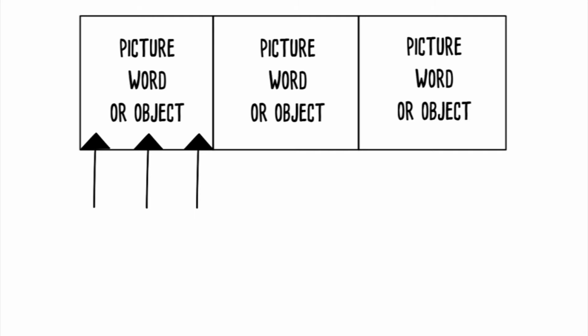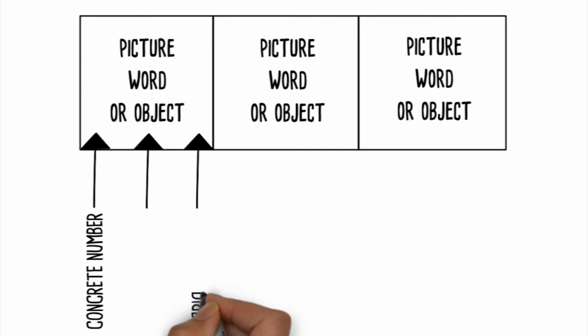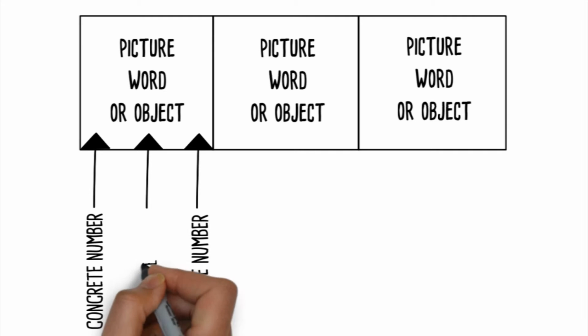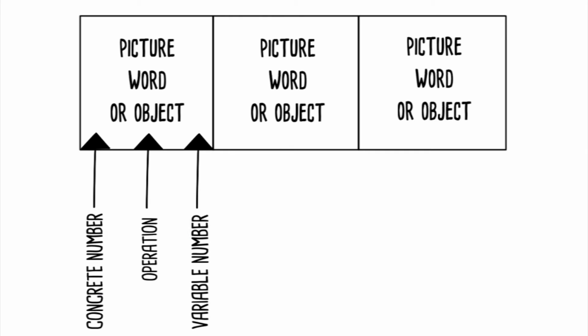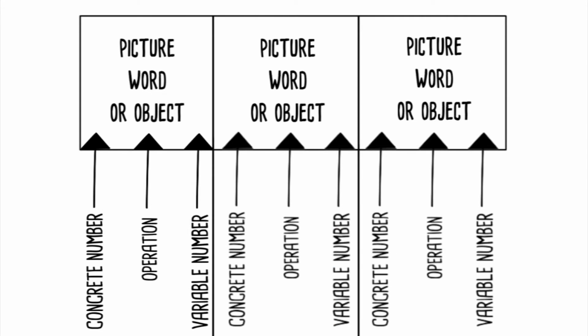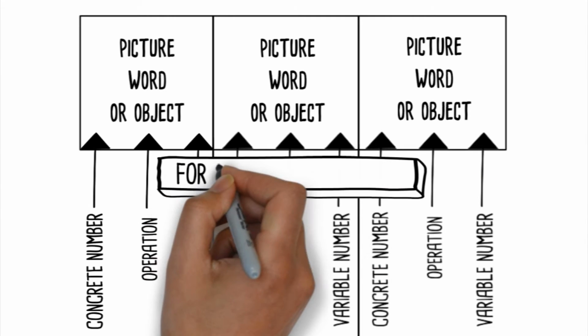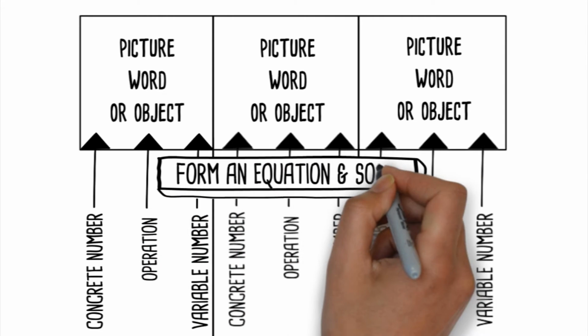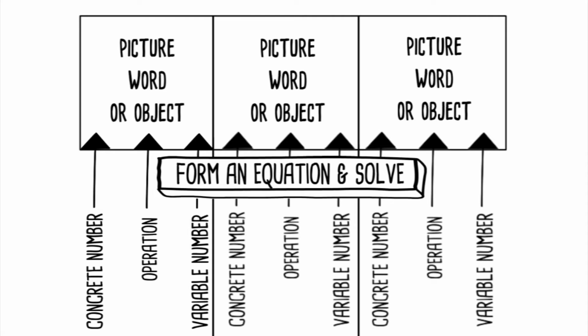Where appropriate, the concrete values should be placed in the lower left-hand section of each box, and the variable amount should be placed in the lower right-hand side of each box. Finally, the appropriate operation should be placed in the lower middle section of each box. The students will then create an equation from the information listed on the storyboard and then solve. Now let's try the math storyboarding process using problem number 4.